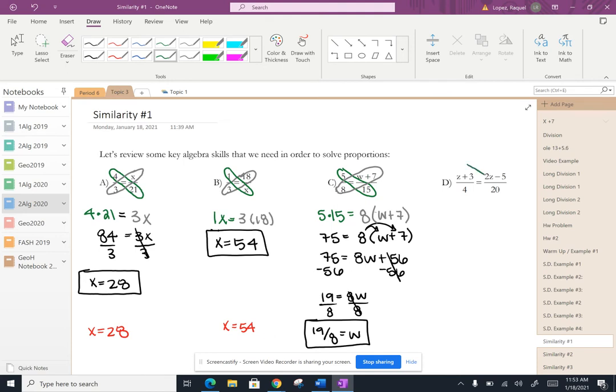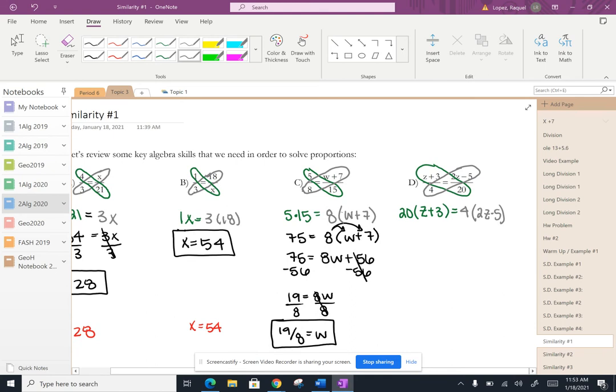Again, we're going to do z plus 3 times 20. So I'm going to put 20 on the outside of my parentheses, and I'm multiplying it by z plus 3. And I'm going to set that equal to 4 times 2z minus 5. I like to simplify, so I'm going to go ahead and distribute the 20 to the z and the 3. So I end up with 20z plus 60 equals, and I'm also going to distribute that 4, equals 8z minus 20.